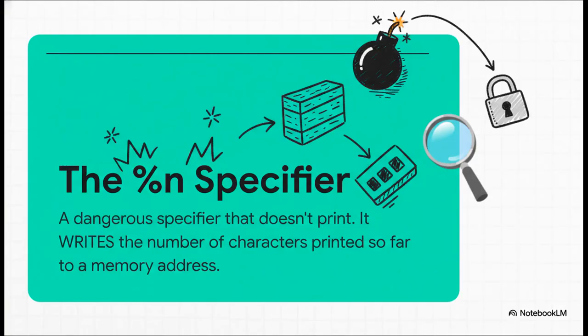I want you to meet the star of our show, the %n specifier. You almost never see this one used in normal code, and for a very good reason. Unlike all the other specifiers, it doesn't print anything, it writes. It takes the number of characters that have been printed so far, and it writes that number to a memory address. This little guy? This is our weapon.